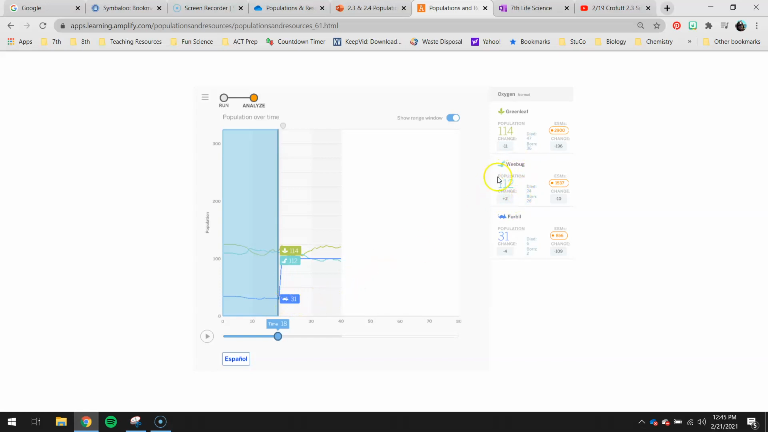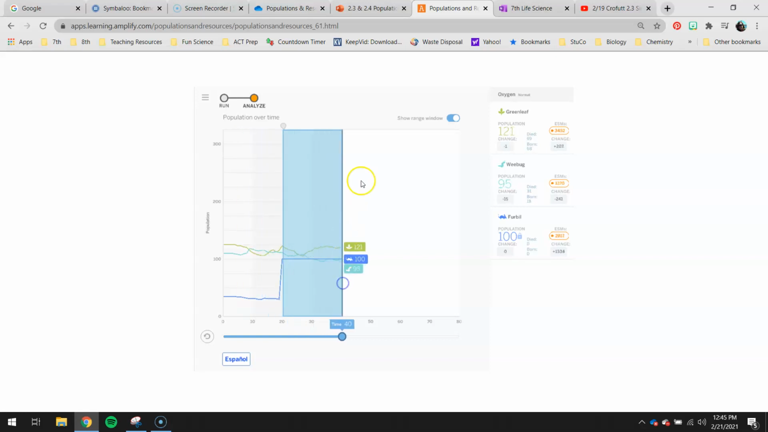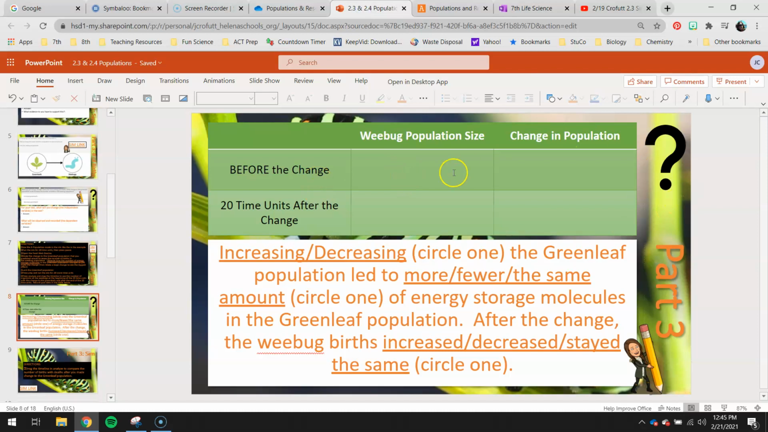So that would be the data you guys would record for this: what's the population at that time before. So this would be before. Our wee bugs would be 112, and we'd be increasing right now. So our population was growing slightly. And then after about 20 seconds of having 100 fur bills, we only had 95 in our population, and we were decreasing by about 15 individuals. So we went from increasing by 2 to decreasing by 15 by having our fur bills increased and set at 100. So that would be the kind of information you guys would record in this table.